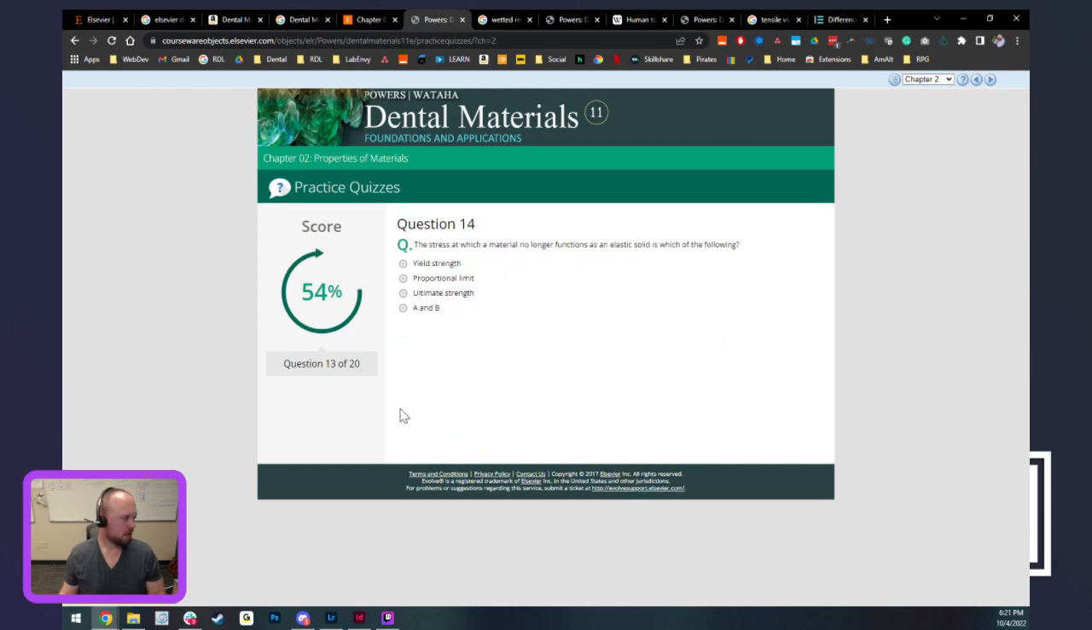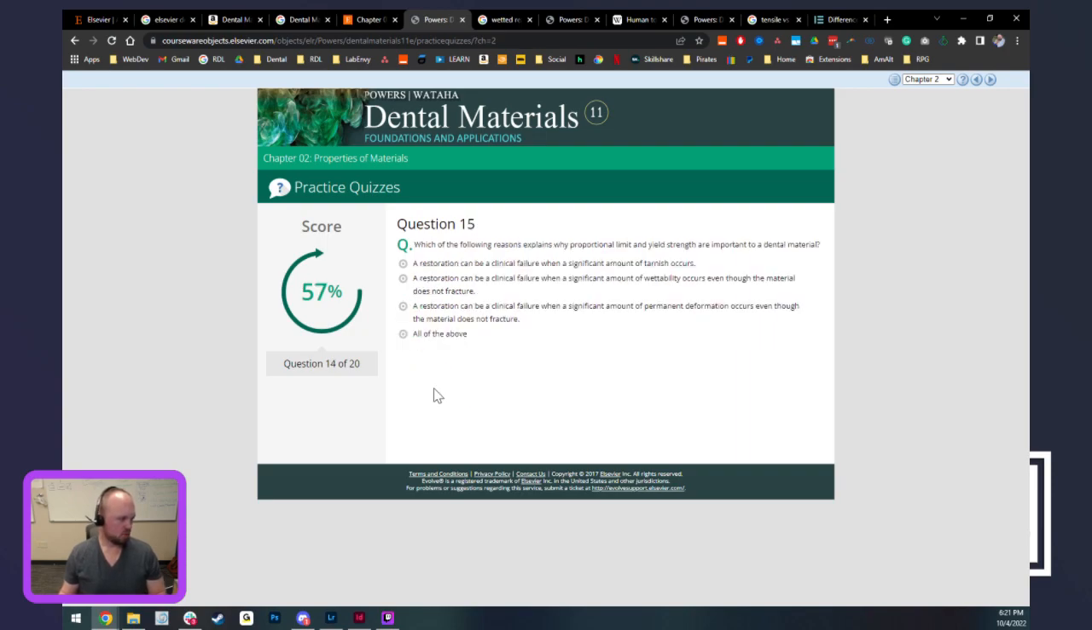Cool. All right. Question 14. The stress at which a material no longer functions as an elastic solid is which of the following? Yield strength, proportional limit, ultimate strength. I'm going to go with both A and B. Yep.